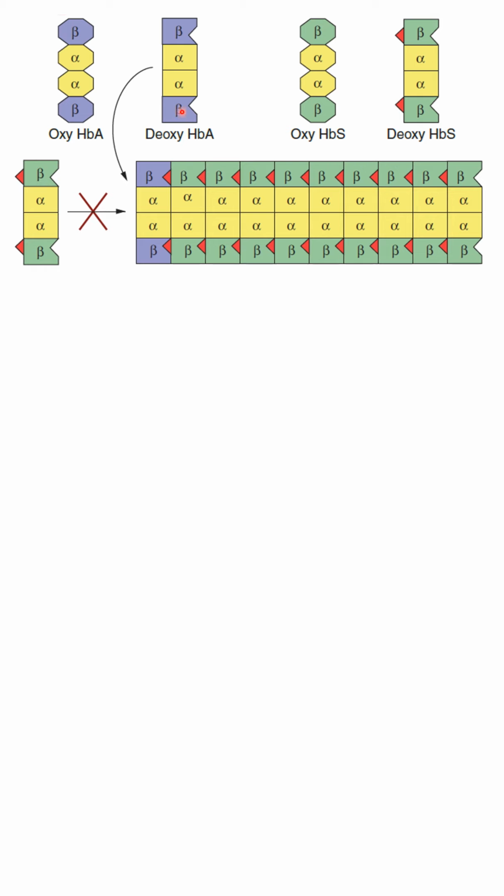But once deoxy HbA comes, that will also attach because it has a complementary sticky patch, but it will stop the polymerization because it does not have an actual sticky patch. That is, the red triangle is missing in the normal hemoglobin A. So this is how polymerization occurs and aggregates of hemoglobin molecules are formed.